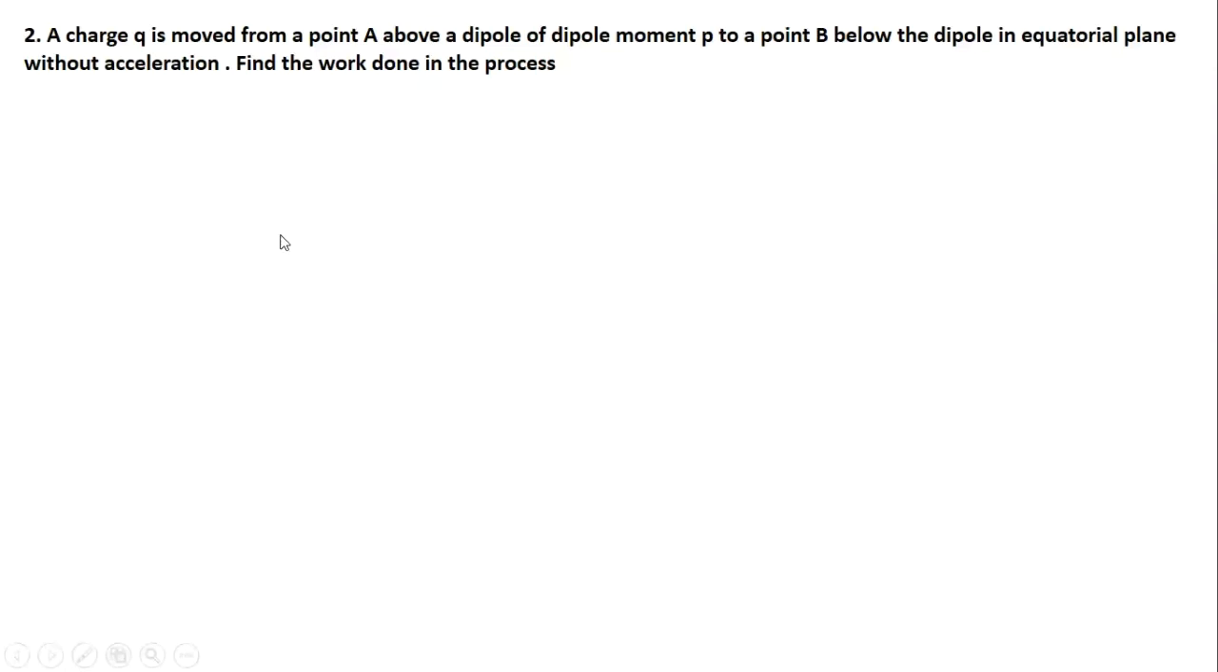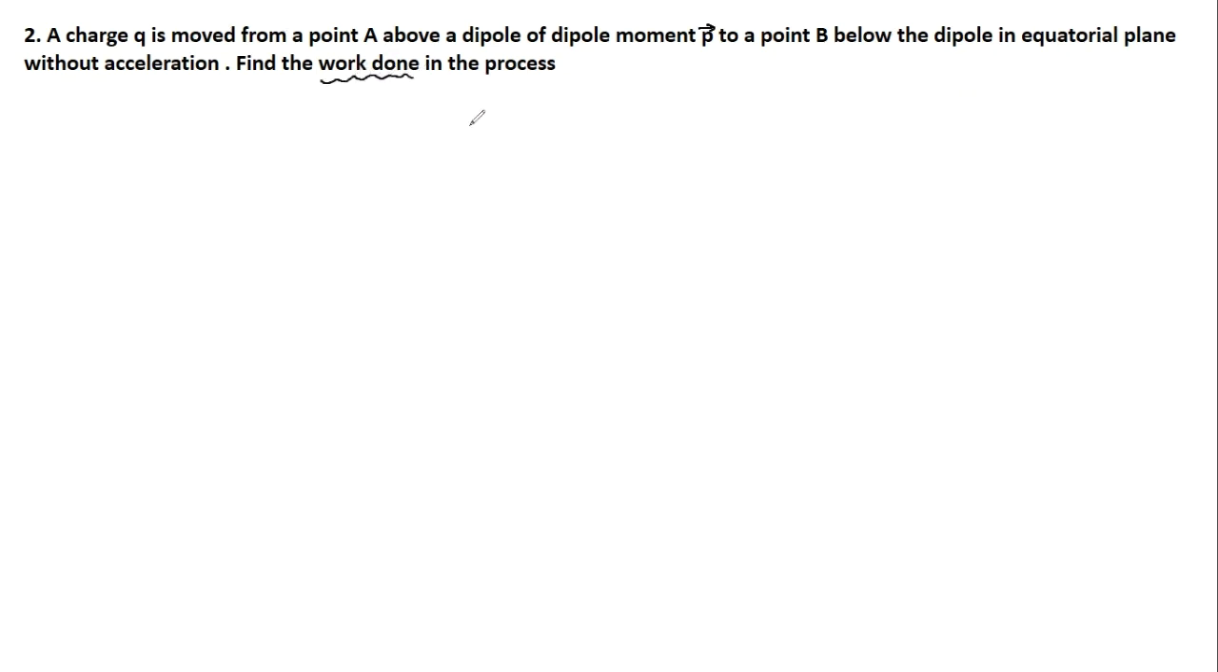Okay, so this is our second question. Here it is asked that a charge Q is moved from a point A above the dipole, of dipole moment P, to a point B below the dipole in an equatorial plane without acceleration. You have to find out the work done value.